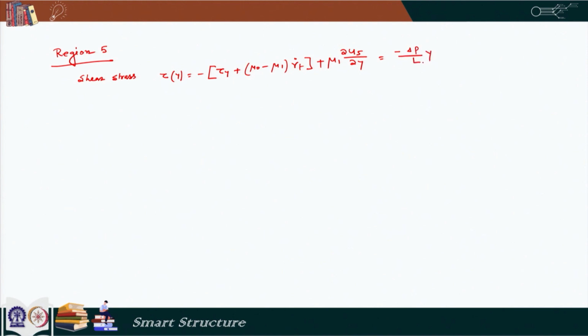So, we have now characterized all the regions in terms of their dimensions. Now, we have to look into the flow profile. For the flow profile we solve the governing differential equation in terms of the velocity, and as we said before, we will start with region 5. So, in region 5 the shear stress tau as a function of y is equal to minus of tau y plus mu 0 minus mu 1 into gamma t dot plus mu 1 into del u 5 by del y.